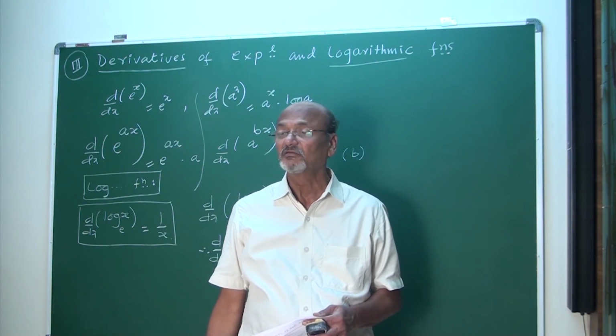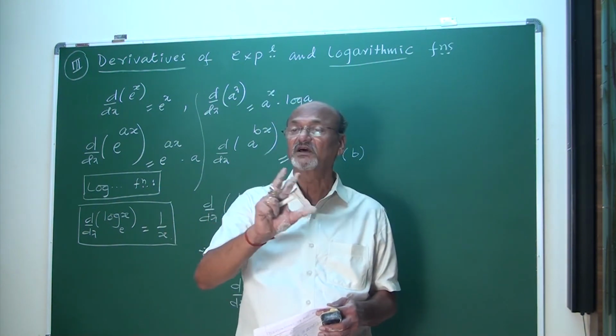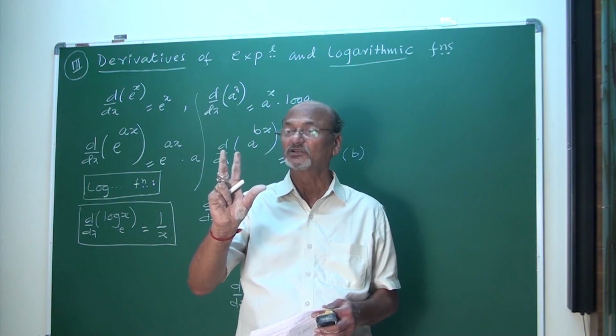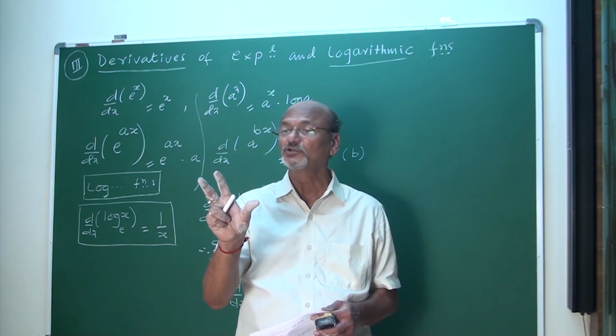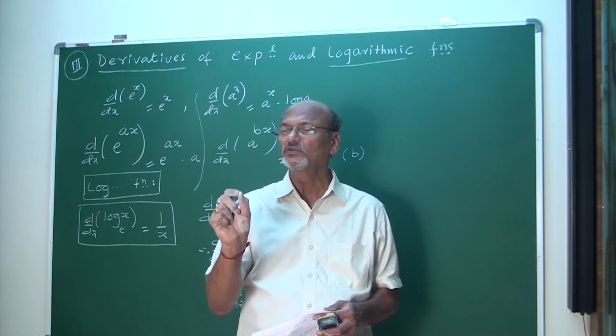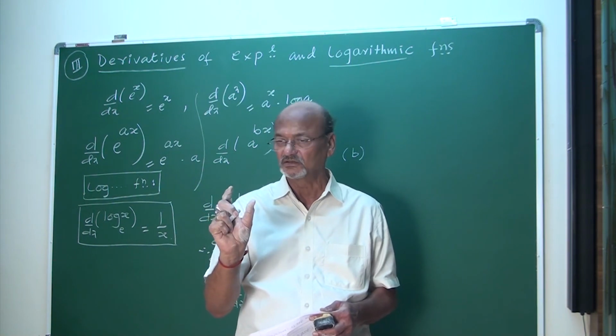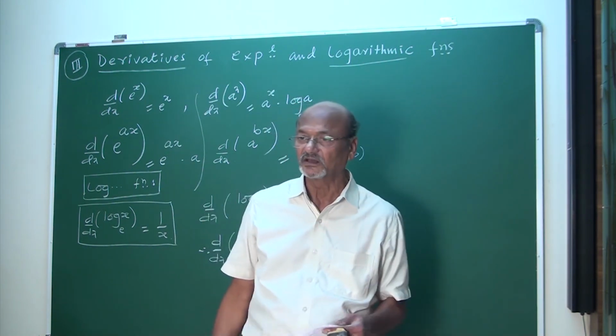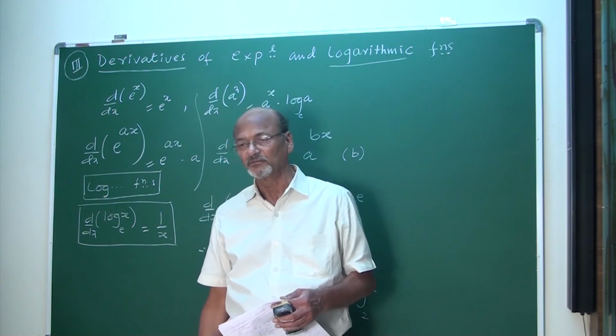Last is the derivative of root x, which is 1 by 2 root x. My friends, these are the algebraic functions. If you know these perfectly, you can do the examples with speed. You can get speed there.